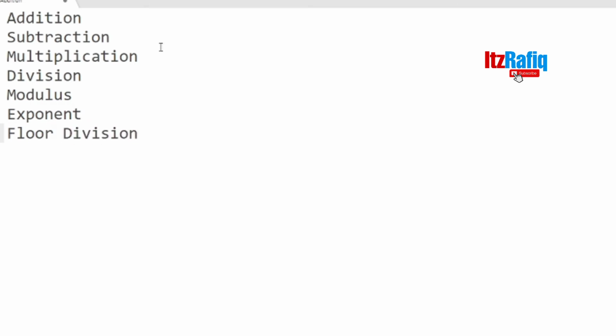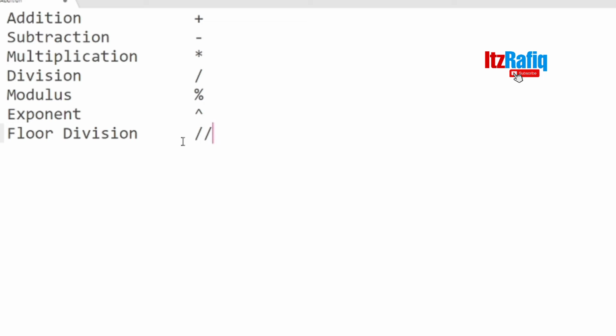So here the symbol used for addition is plus, the symbol used for subtraction is minus, the symbol used for multiplication is asterisk, the symbol used for division is slash, and the symbol used for modulus is percentage sign. The symbol used for exponent is double asterisk, and the symbol used for floor division is double slash.